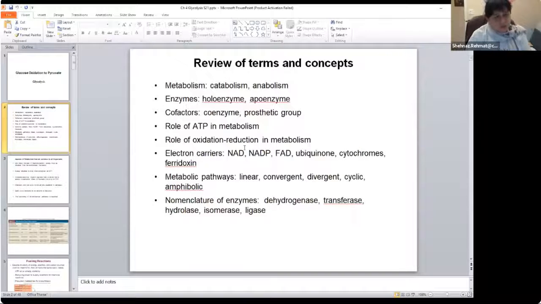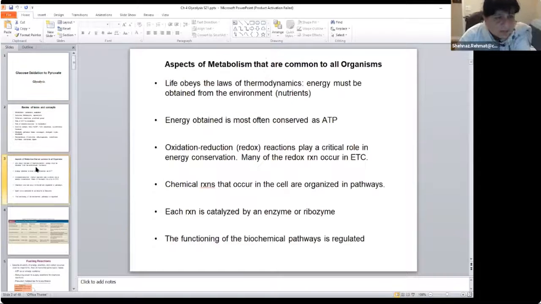So some of the terms that you should know and should work on over the weekend or before the next class are: what is metabolism, what is catabolism, anabolism, enzymes, which are called holoenzymes, apoenzymes, cofactors, coenzymes, prosthetic groups, role of ATP, role of oxidation reduction in metabolism, electron carriers such as NAD, NADP. So I will go through some of these very quickly because I expect you to know. So these are reviews that we will run through as much as we can right now.